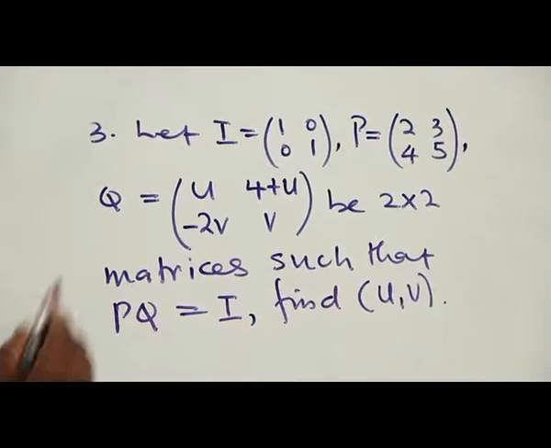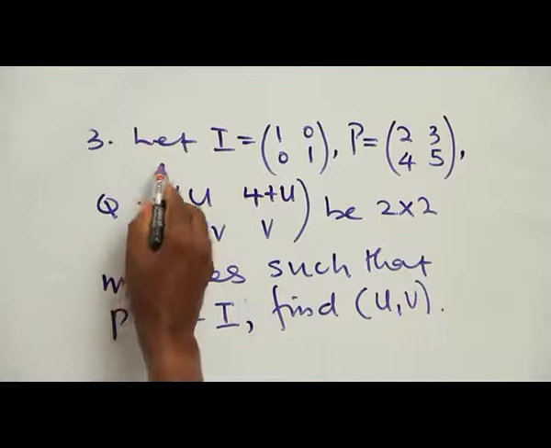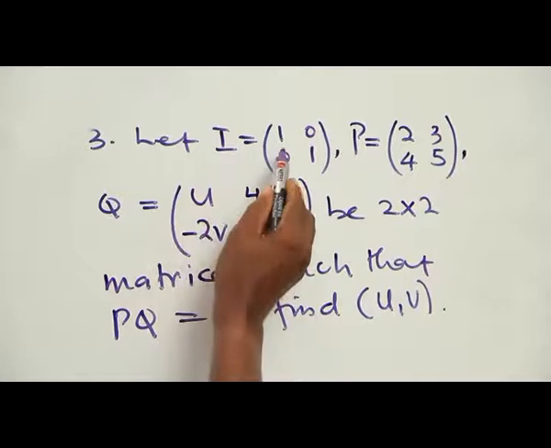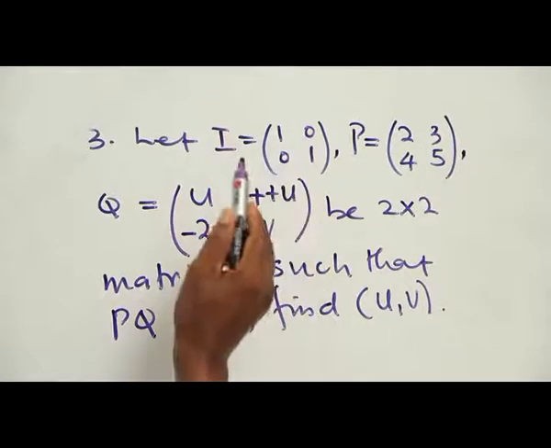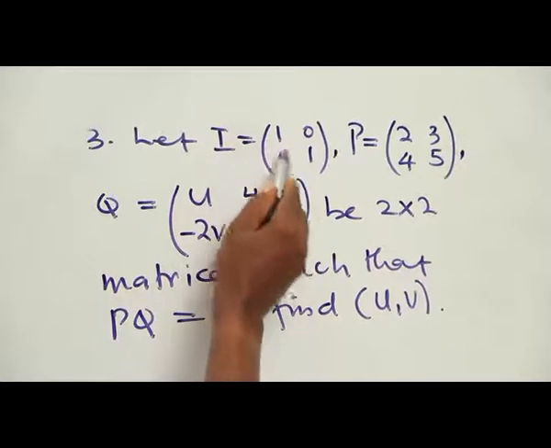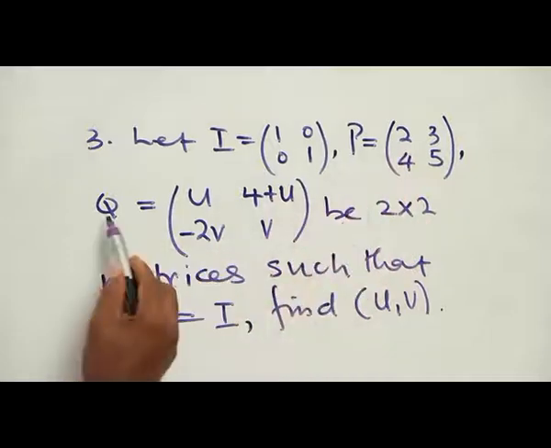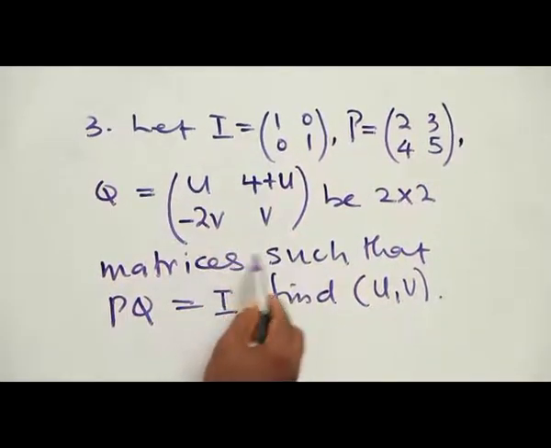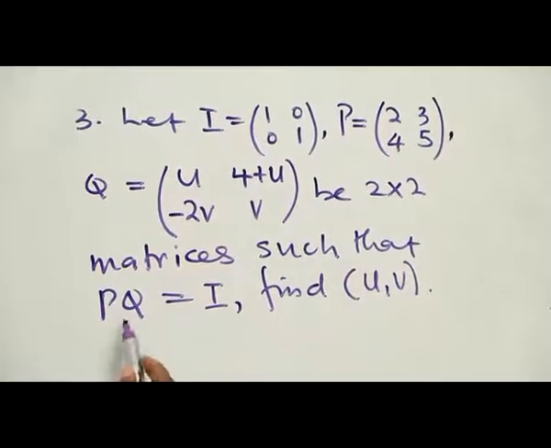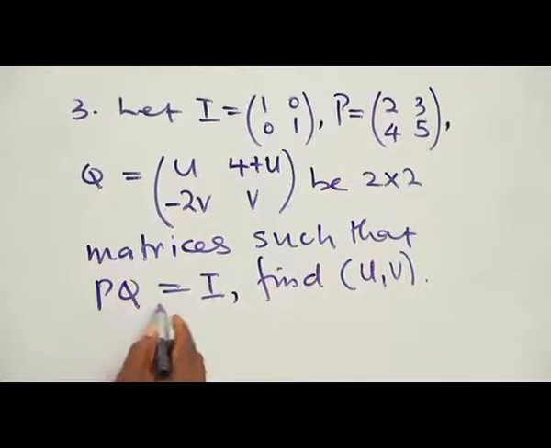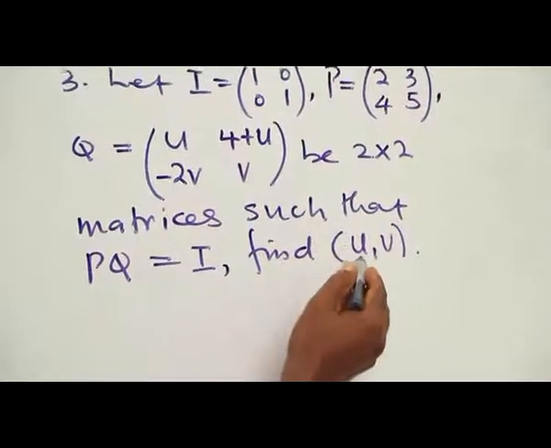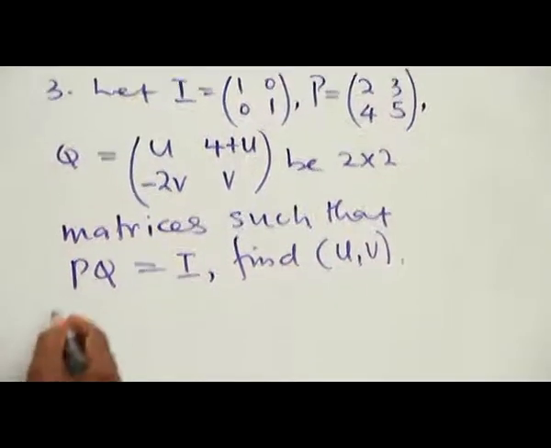Let's take a look at example 3. Let I stand for the identity matrix, equal to 1, 0, 0, 1. Remember, I told us that the main diagonal will carry a unit. P is equal to this, Q is also equal to this matrix, and they are 2 by 2 matrices, such that the product of P and Q will be equal to the identity matrix. Find U, V.